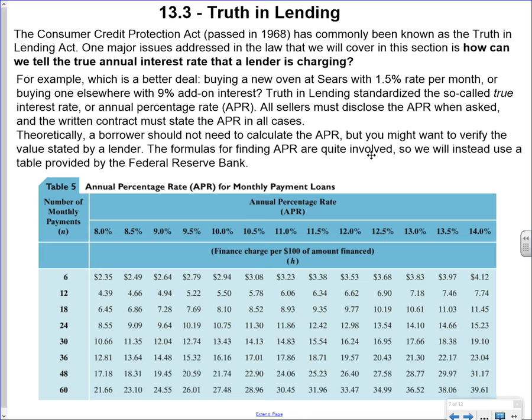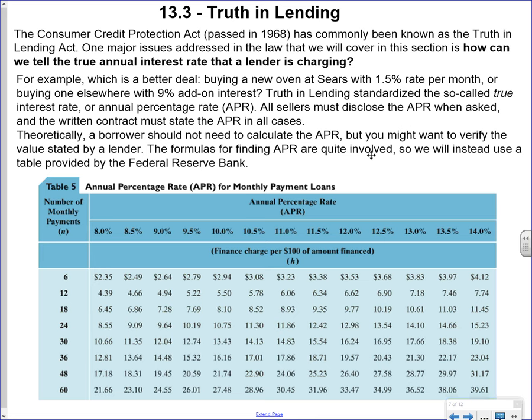Okay, so what we're looking at here is the Consumer Credit Protection Act, which was actually passed back in 1968, and has commonly been known as the Truth in Lending Act. One major issue that was addressed in the law that we're going to cover is how can we tell the true annual interest rate that a lender is charging.